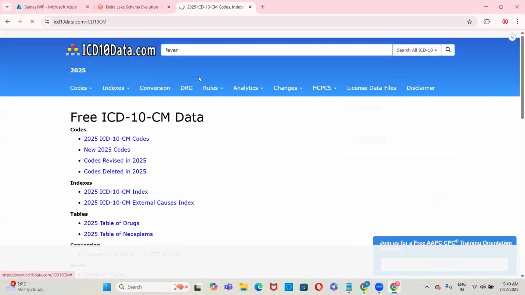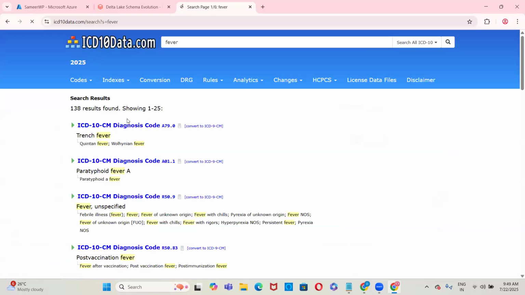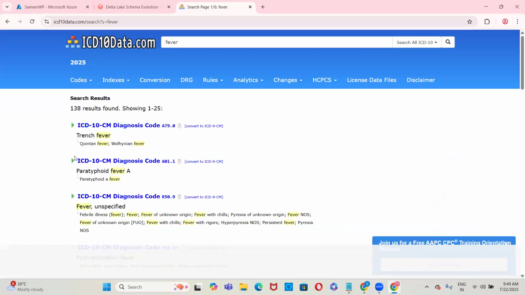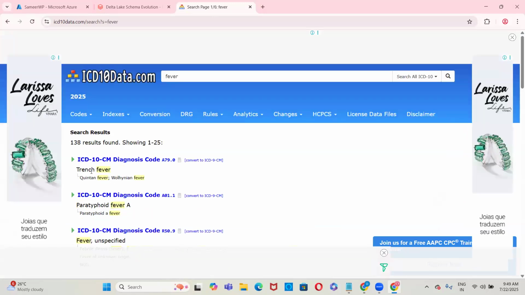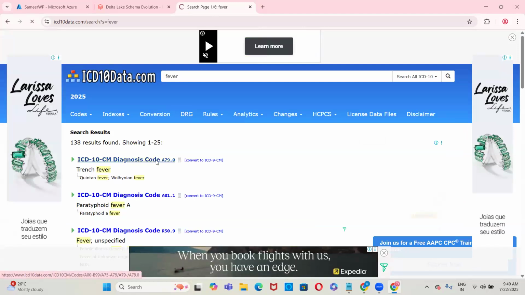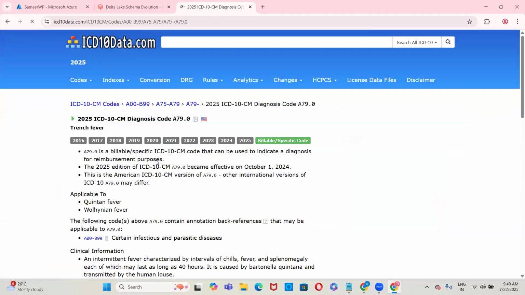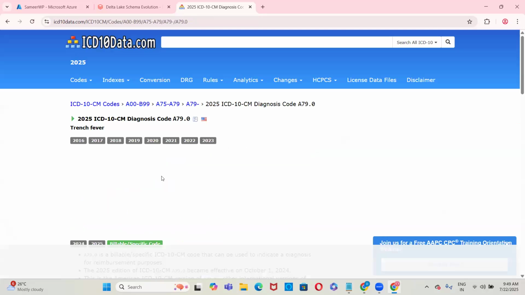Now, for example, simply type fever here. Can you see here? This is the code for it. Open this. Can you see here, guys? These are all the codes you have for it.